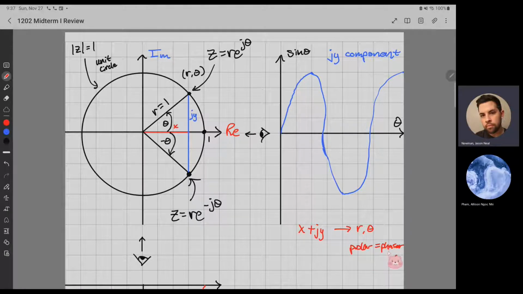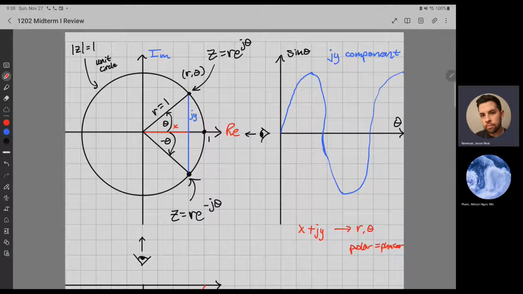Phasor is engineering specific. It's like only engineers use the word phasor, right? Because they're like, oh man, we're so cool. But they're the same thing. And then, I already talked about the complex domain. There's also the frequency domain.